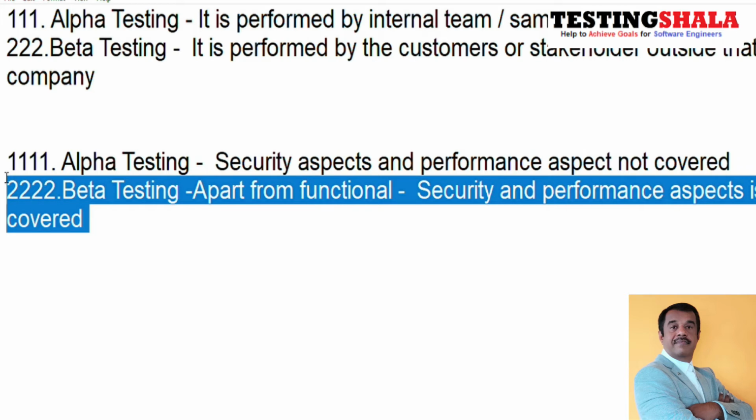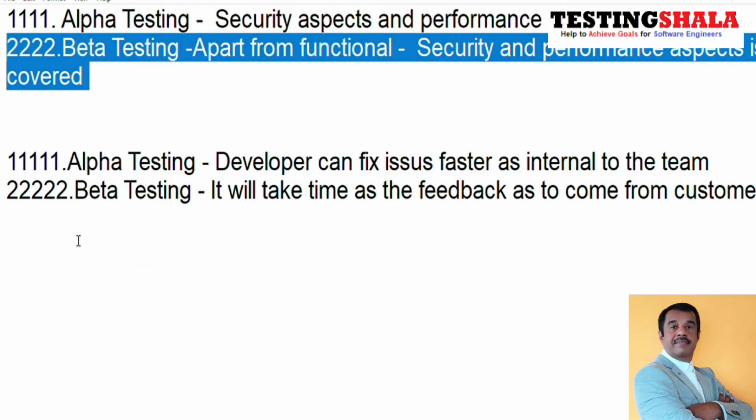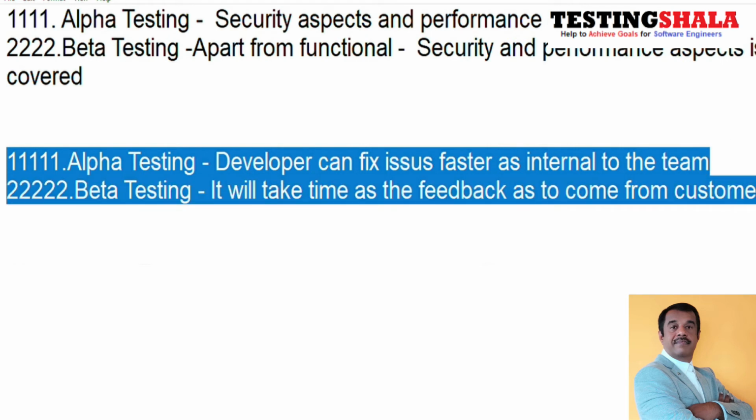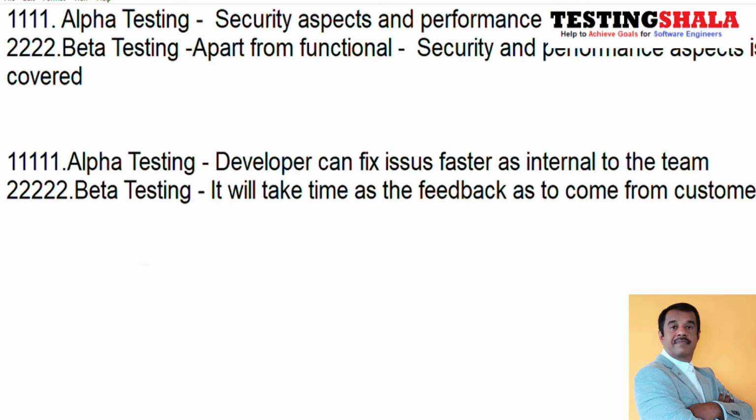The next difference is that because alpha testing is performed internally, getting feedback from the internal team is very fast, so the developer can fix these issues as quickly as possible. But in beta testing, because it is tested by the client team or end user, the feedback loop is a little slower compared to the internal team. Because of that, immediate fixes may not be available. Maybe all the fixes will happen before we release the product to the customer.